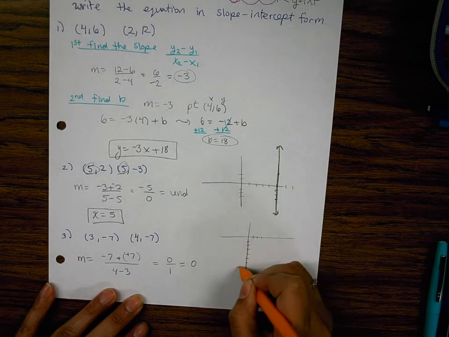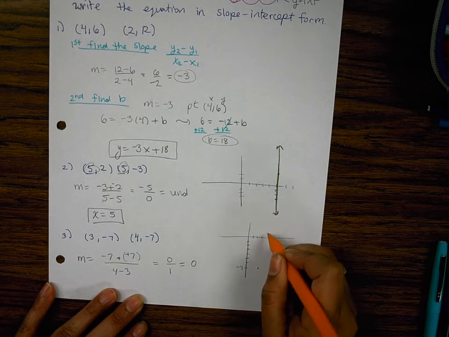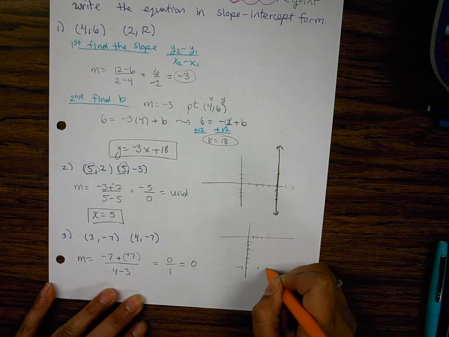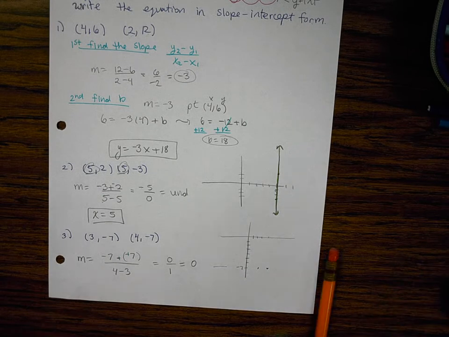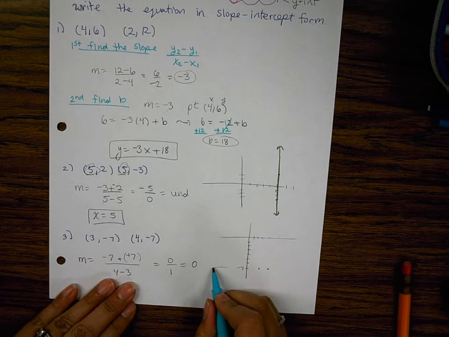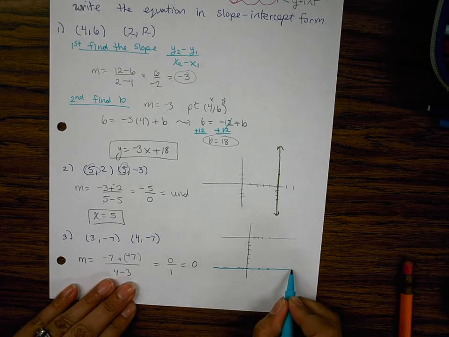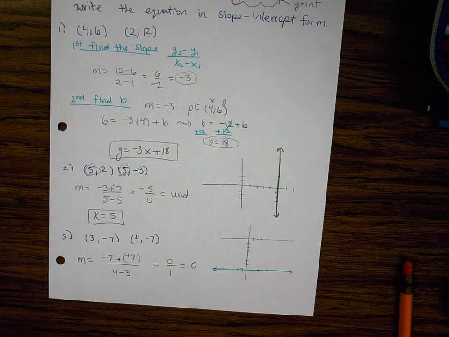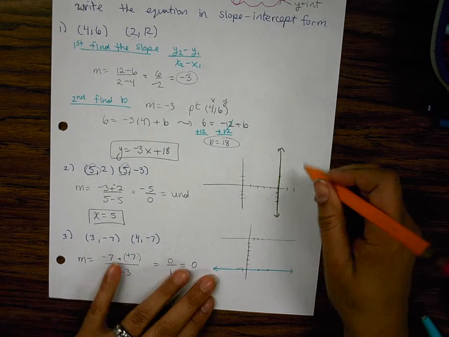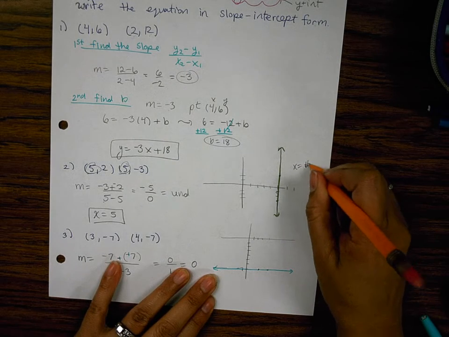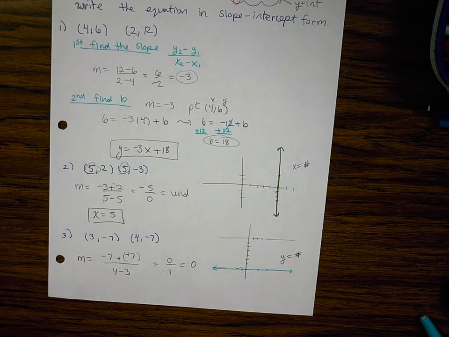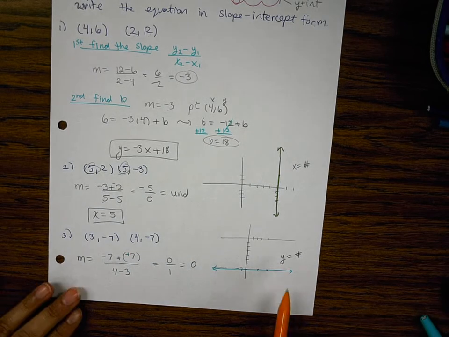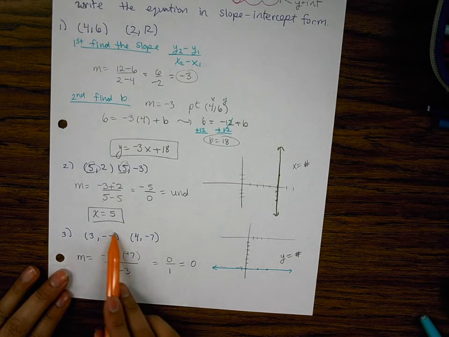And if you were to plot those points, 1, 2, 3, 1, 2, 3, 4, 5, 6, -7, and then 4, -7, and it has to be horizontal, it ends up looking like this, going right through the y-axis at -7. That there is your horizontal line. Now remember, all vertical lines are going to be x equals a number. All horizontal lines will always be y equals a number.